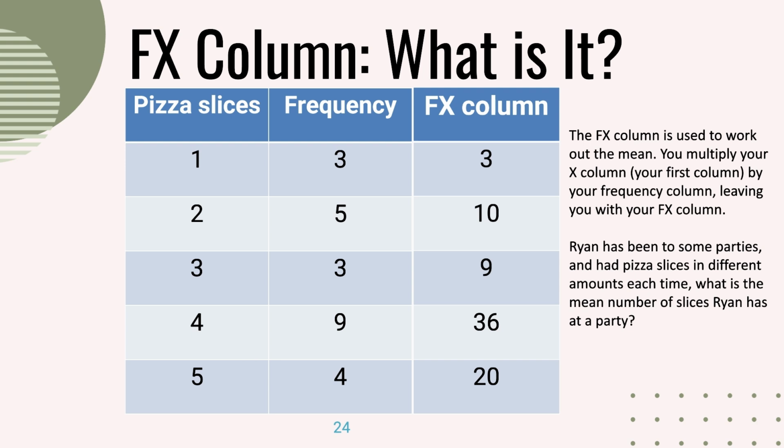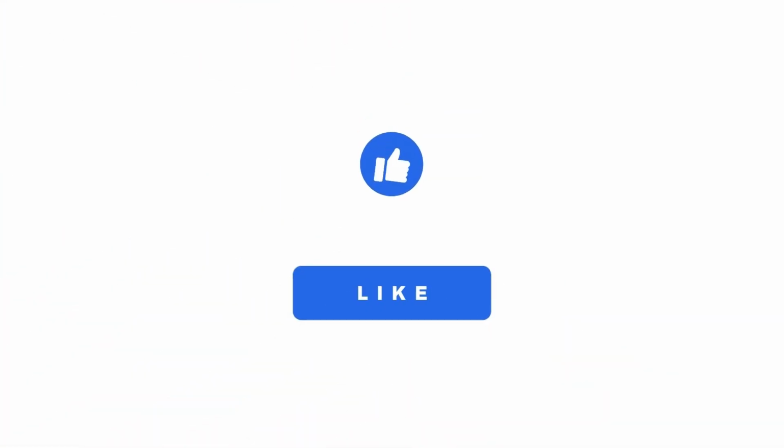Now, we add up the total frequency, so 3 plus 5 plus 3 plus 9 plus 4. We add up our FX. And what we do here is divide our FX total by our frequency total to work out the mean number of slices he has. That gets us 78 divided by 24, which is 3.25. The question may ask you to round, so if it does, round, but here we don't need to, because it's a nice number. So the mean number of pizza slices Ryan has at a party is 3.25 slices each party.